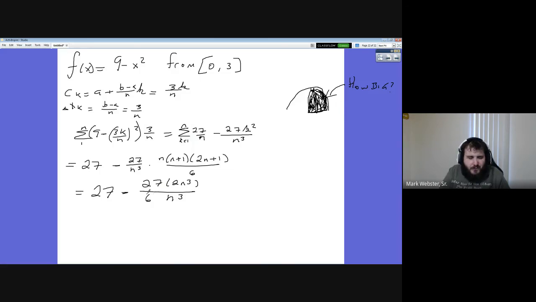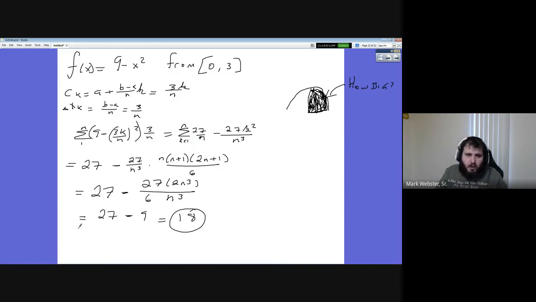So look at what we have. We've got 54 divided by 6, right? 54 divided by 6. It's just 9, isn't it? I hope so, yeah. And then the n cubes cancel out, so we're just literally left with 27 minus 9, right? That had better be 18.